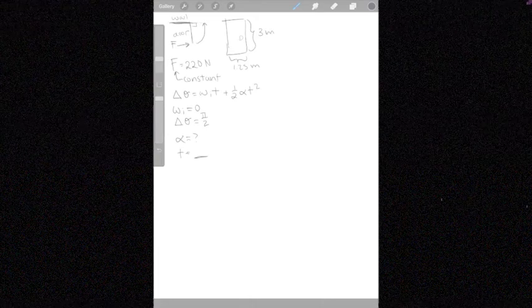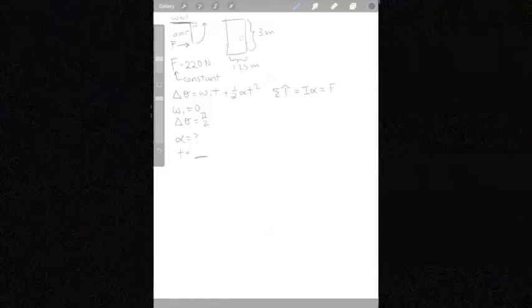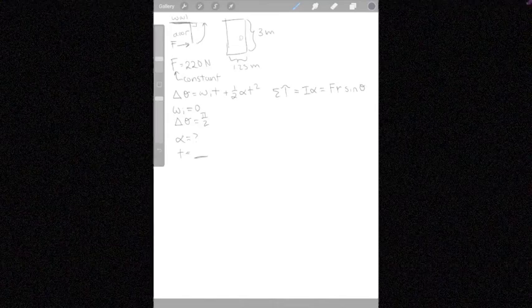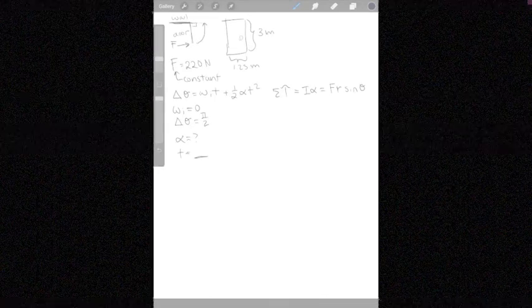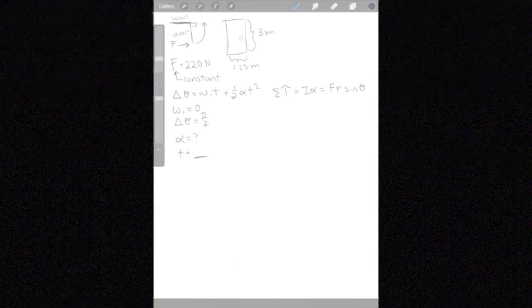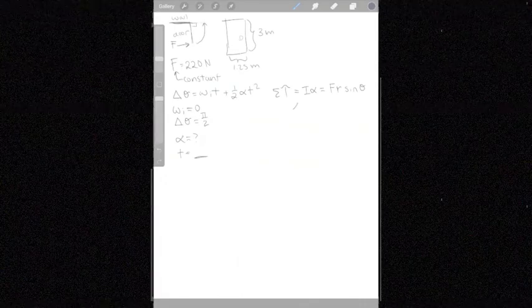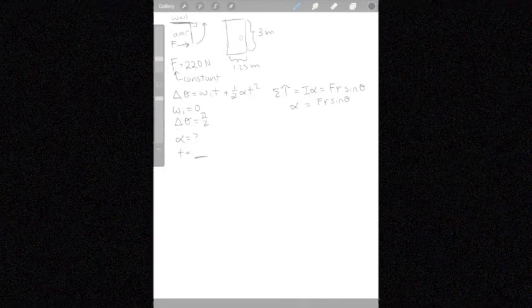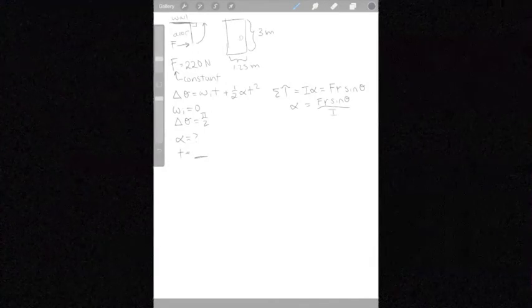Acceleration can be found through torque. So now let's look at the equation for torque. Torque equals inertia times angular acceleration. It also equals force times radius times sine theta. Now let's solve for alpha, or angular acceleration. So we should put alpha on one side of the equation and all the other variables on the other side. You can see that this will make alpha equals force times radius times sine of theta, all over inertia.